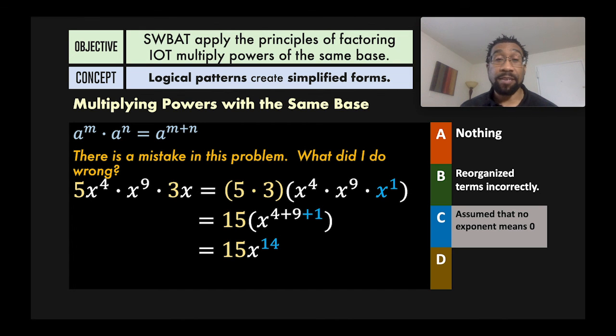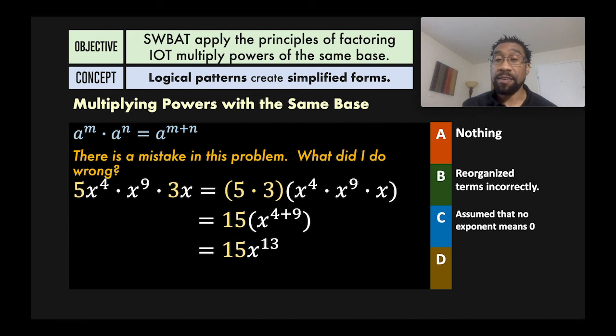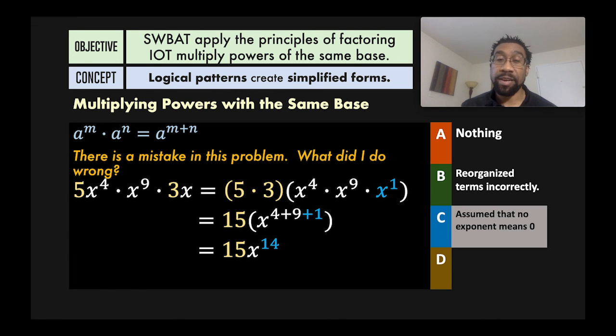Everything else is correct. I organized my terms correctly. 5 times 3 is 15. So that's why the final answer is going to be 15 times x to the 14th power and not 15 times x to the 13th. So here's our correct answer right here.